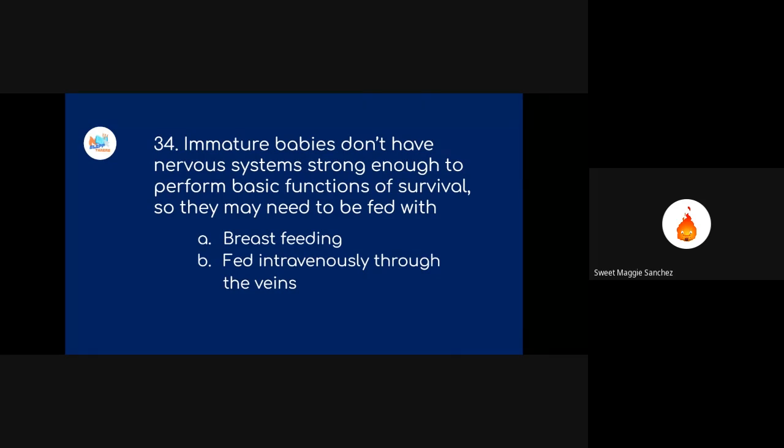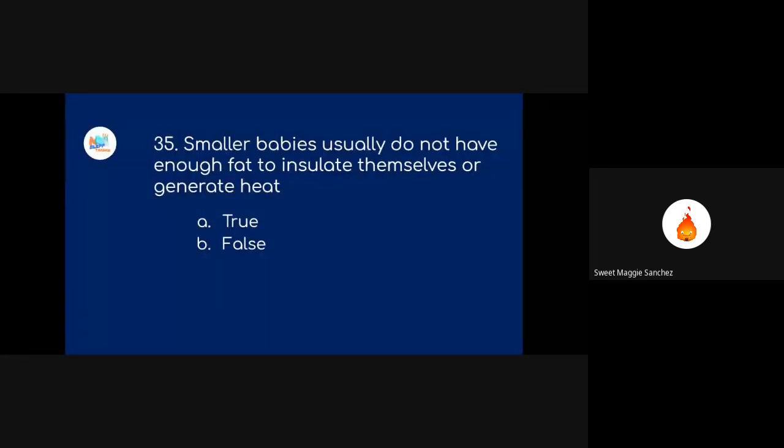Okay, timer stops. Question 35. Smaller babies usually do not have enough fat to insulate themselves or generate heat. Is it A, true, or B, false?